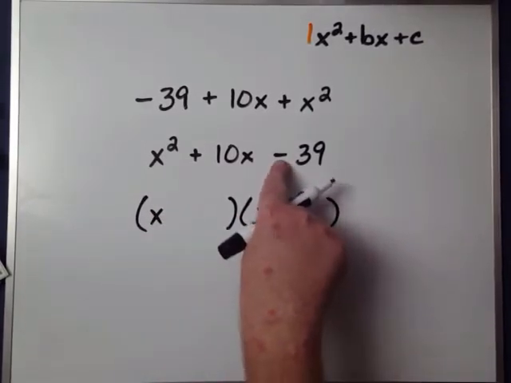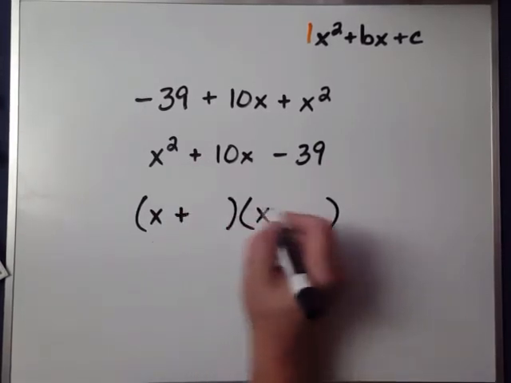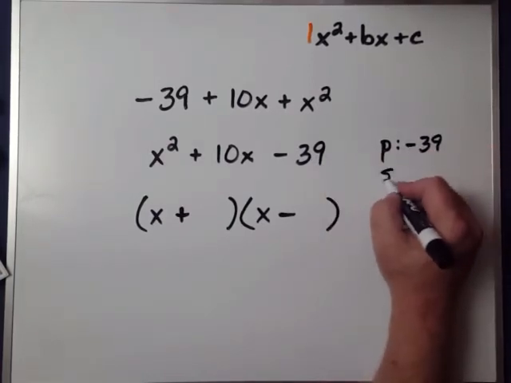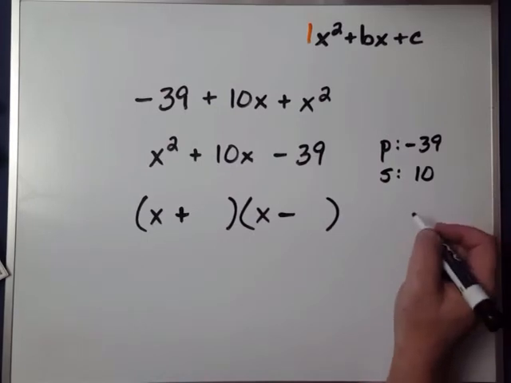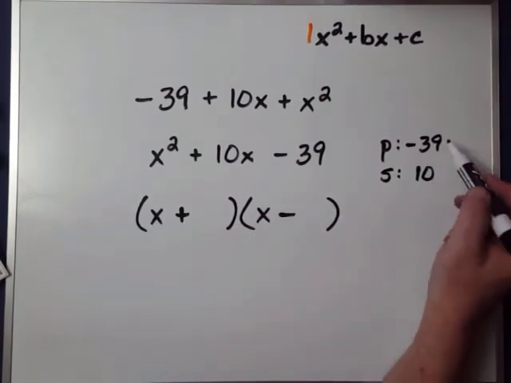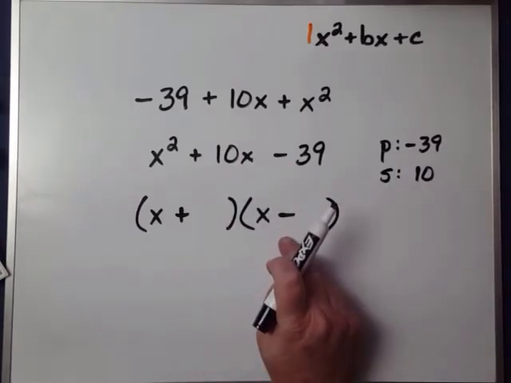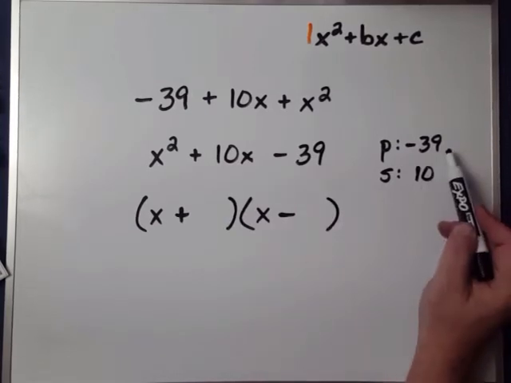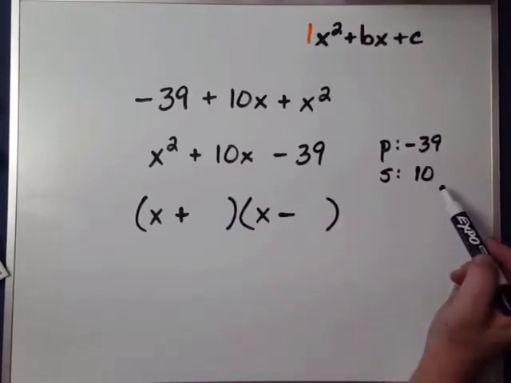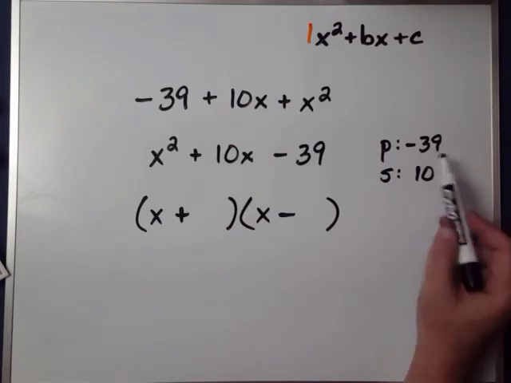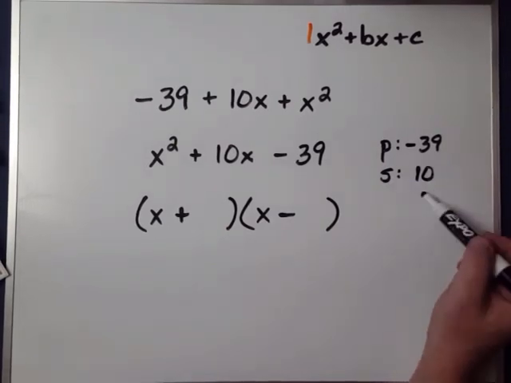Signs will be opposite, and the larger of the two numbers I'm after will be positive. I'm looking for two numbers whose product is negative 39 and whose sum is 10. In my mind, I'm thinking, I already know they're opposite in sign, so really I'm subtracting. I need two numbers that multiply to 39, and when I subtract them, it gives me 10. This one shouldn't take too long to come up with. There are only two factor pairs. It's not 1 and 39. How about 3 and 13? 3 times 13 is 39, and 13 minus 3 is 10.